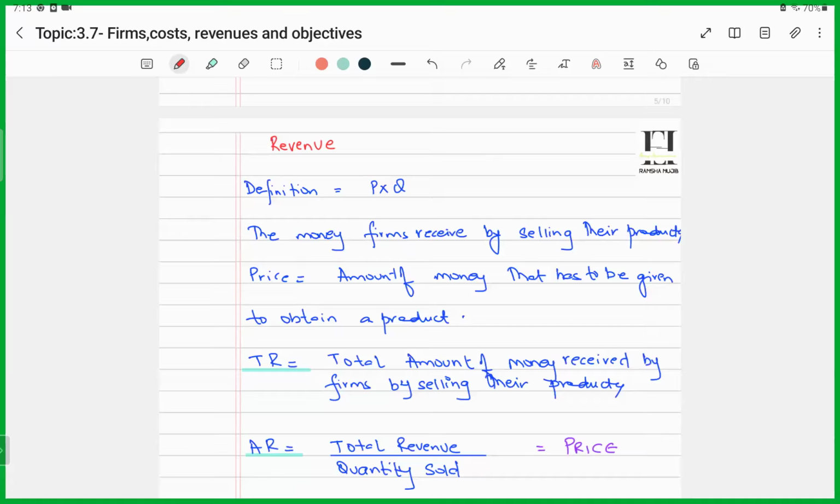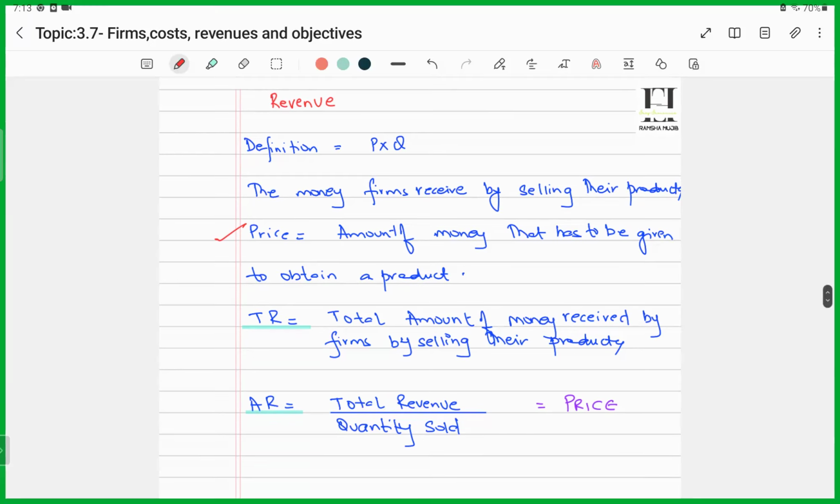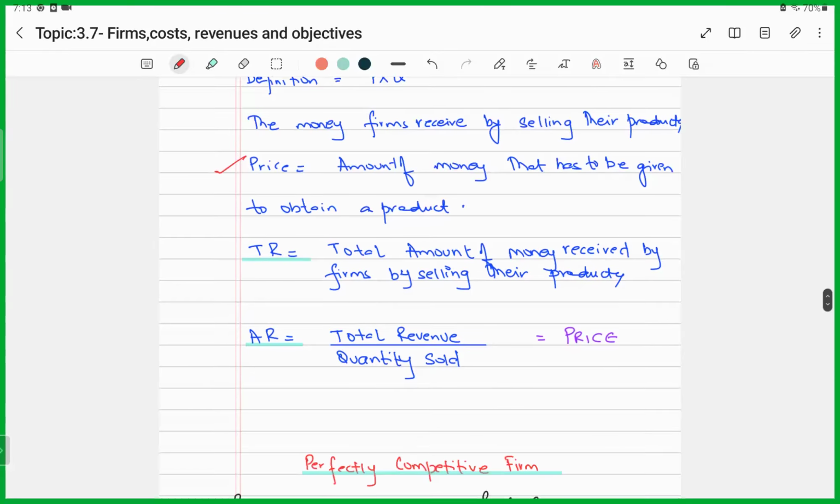Price, how would you define price? The amount of money that has to be given to obtain a product. So if you want to buy something, you need to pay its price. So if I ask you to define price, you would say it's the amount of money that has to be given to obtain a product. So total revenue is the total amount of money firms receive by selling their products, right? And how would we calculate average revenue? When we divide total revenue by the quantity sold. Or average revenue could also be referred to as price.